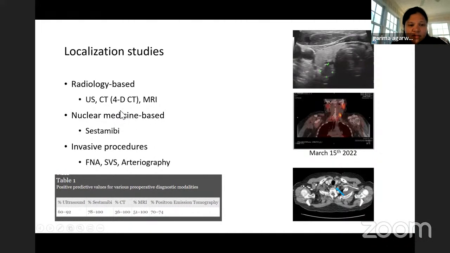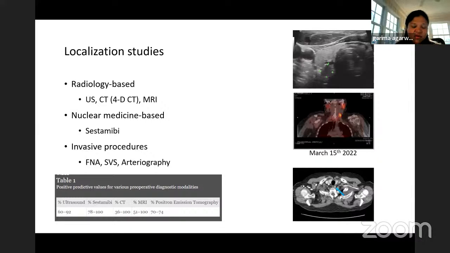Another imaging modality that I use is a 4D CT scan. And I am very fortunate that in our practice, we have a radiologist who knows how to read these and do these well. I usually use 4D CT scans for most of my revision cases, or patients who have had surgery and are non-localizing on ultrasound or Sestamibi.